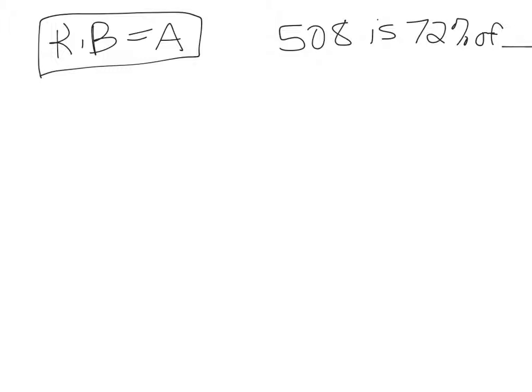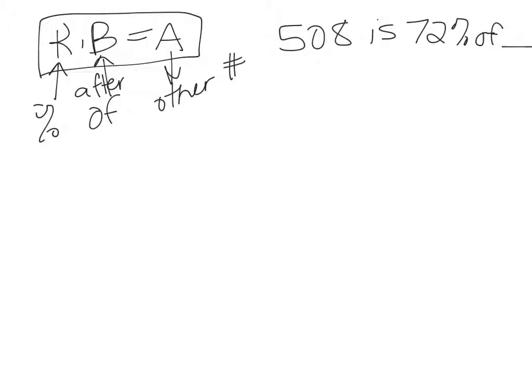equation. Your R is always your percent, your rate, and you write it as a decimal. And your B is whatever comes after the word of. And your A is whatever's left. That's the other number. So if you learn that, you'll be fine, and these will work.